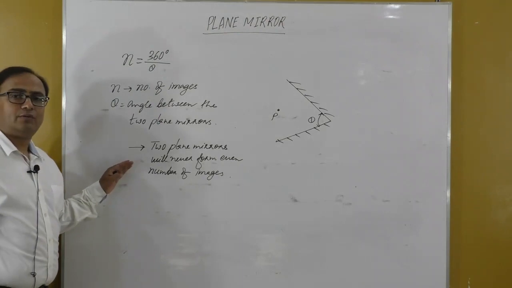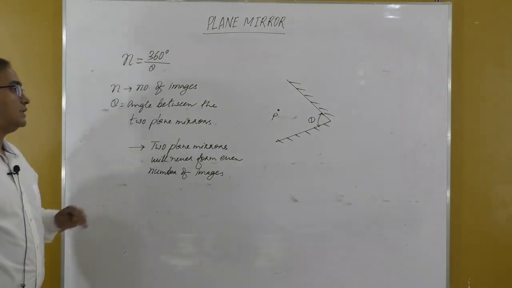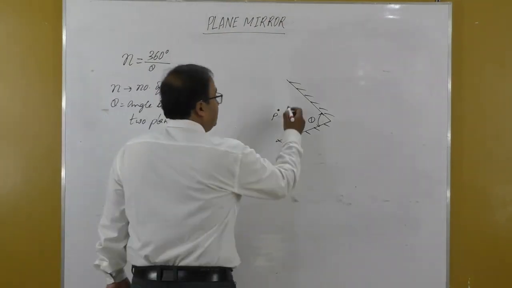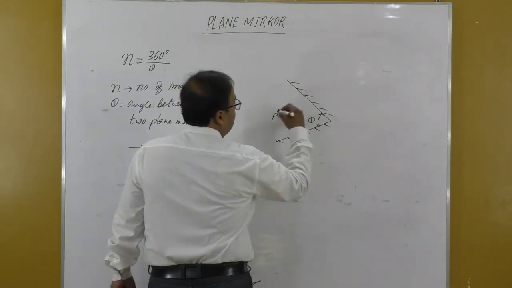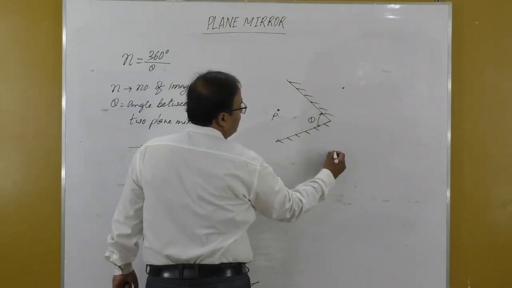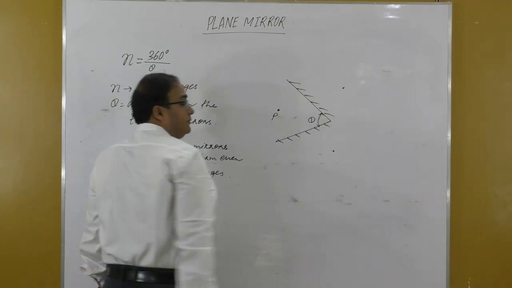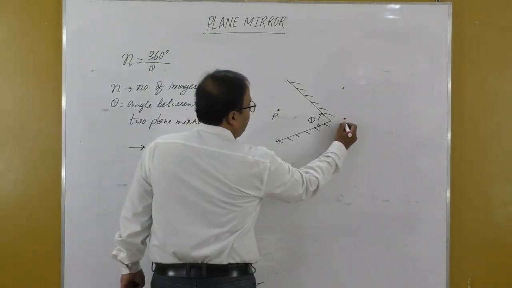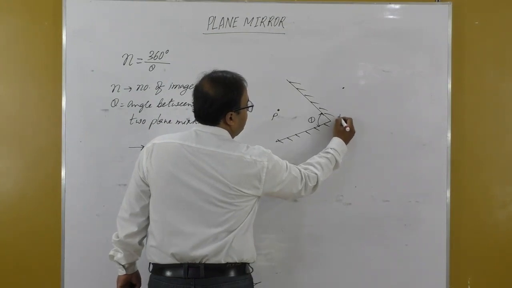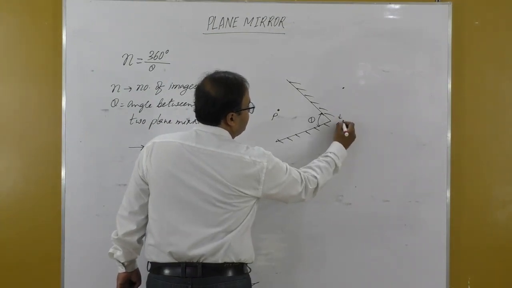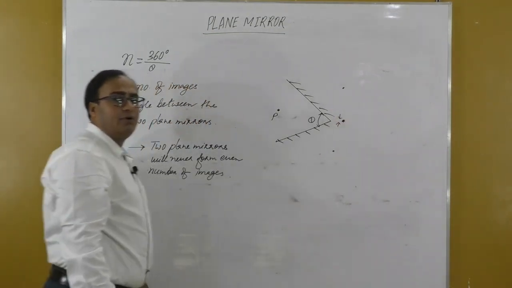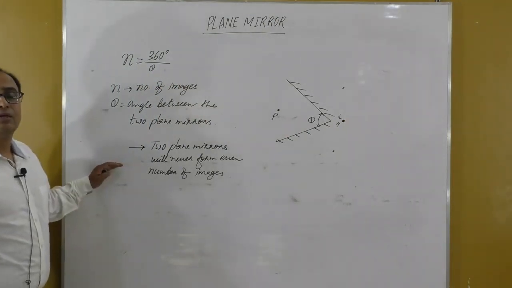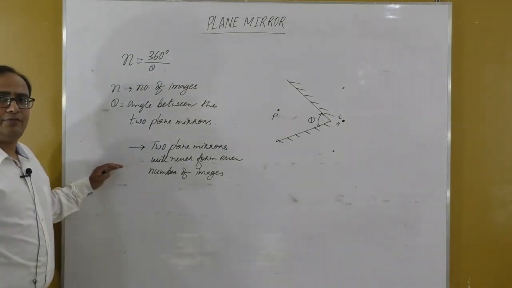They will always form an odd number of images. The reason is that when this mirror forms images of this object, if there are an even number of images, two images coincide to form a single image. So the total number of images will always be odd, never even.